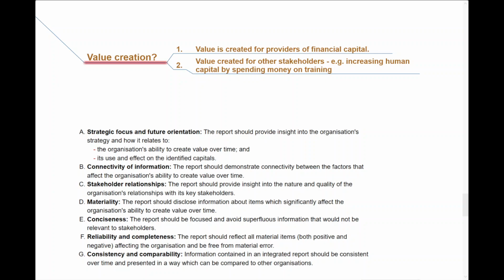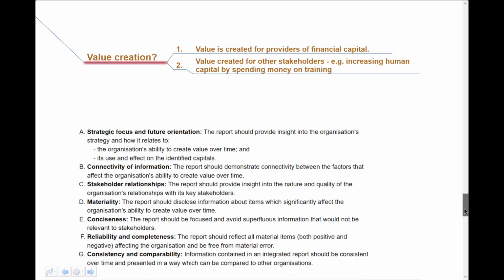Let's be precise and let's be concise, which leads me to my next area, conciseness. What we don't want to do is overload the user. We don't need superfluous information or irrelevant information, okay? Next area, reliability and completeness.